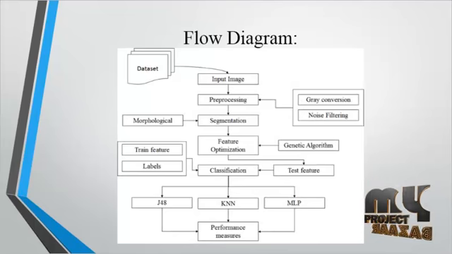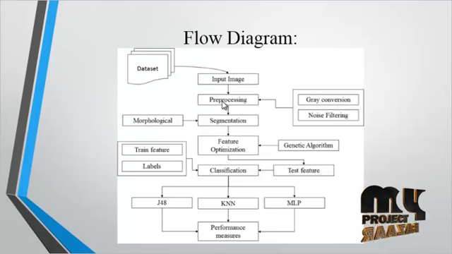Now we discuss the flow diagram for the process. At first, the input image is taken from the dataset. The dataset is a folder which consists of several images which undergo the process. After getting the input image from the dataset, pre-processing is carried out. Pre-processing is nothing but converting the image into a grayscale image and then applying noise filtering. At first, grayscale conversion is carried out, in which the RGB image is converted into grayscale. Then noise filtering is carried out. Noise filtering is nothing but removing noise in the image.